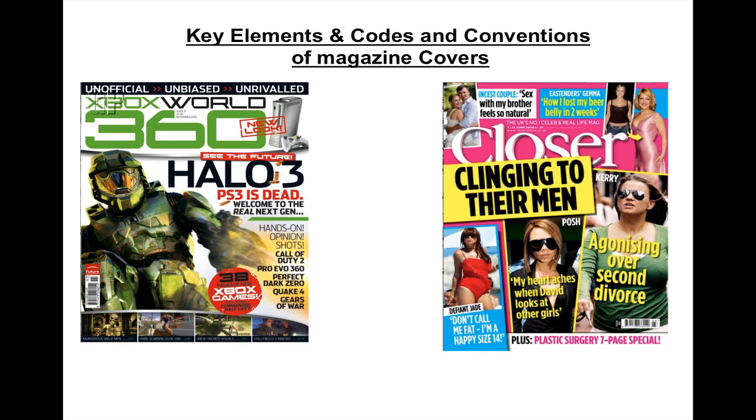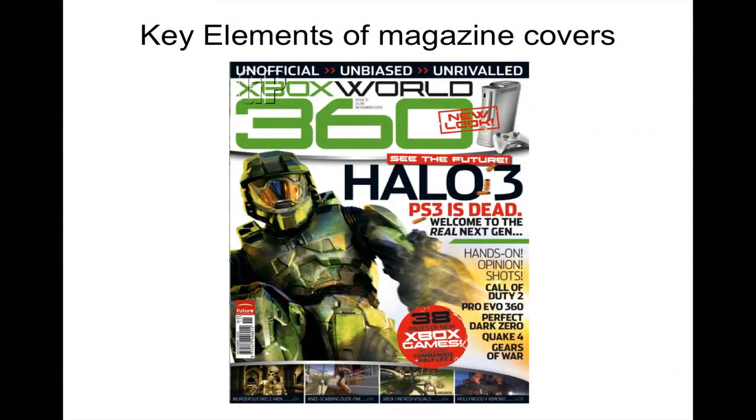So they are the same, whereas the codes and conventions of magazines are different. The codes and conventions are genre specific. And we know what we're talking about when we talk about genres, the different types of magazines, such as gaming magazines, gossip magazines, football and sports magazines, etc. So the key thing to remember is that the key elements are the same, but the codes and conventions used within magazines are different. So let's just have a quick look at Xbox 360.